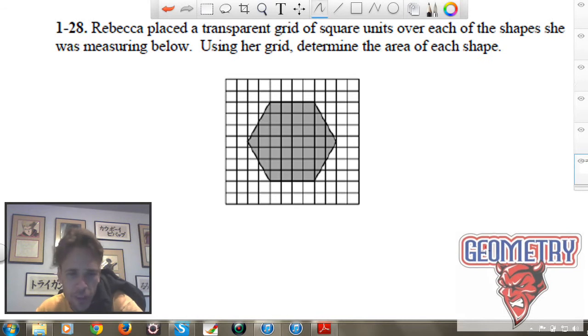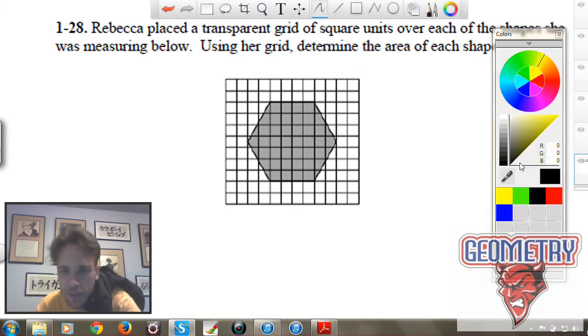Eventually we'll find a method for finding the area of any polygon, whether it's 6 sides or 5 sides or 500 sides. We'll be able to find the area of any regular polygon there. As of right now, though, we're going to have to use some of the tools that are available to us to help us find the area of this polygon.